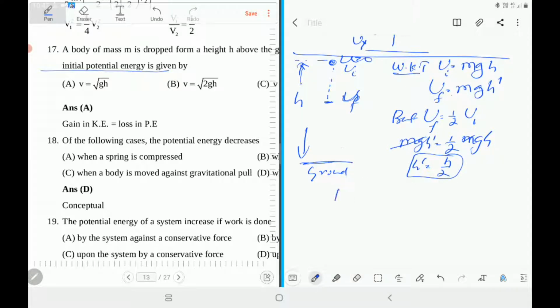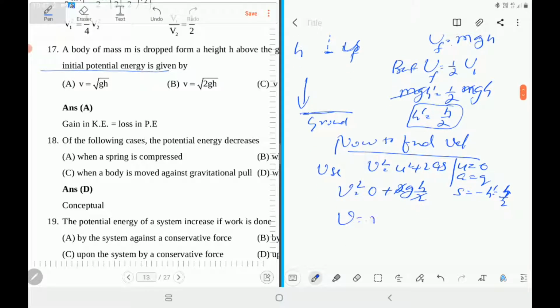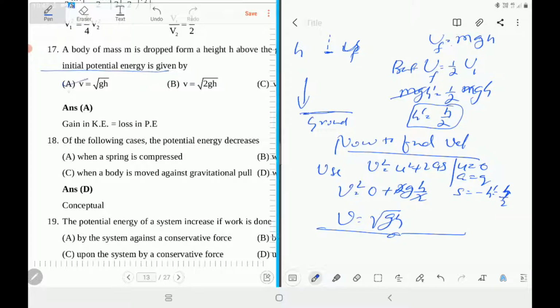Now what do you have to find? You have to find the velocity at that level. Use this relation, V square equals U square plus 2as. Here, what is U? 0, dropped. What is a? Minus g actually. What is h? Minus h dash. What is that? h by 2, you have proved h dash is h by 2. So V square is 0 plus 2g h by 2, cancels. You solve for V, that is root of gh. So you have found the value of V, that is root gh, option A.